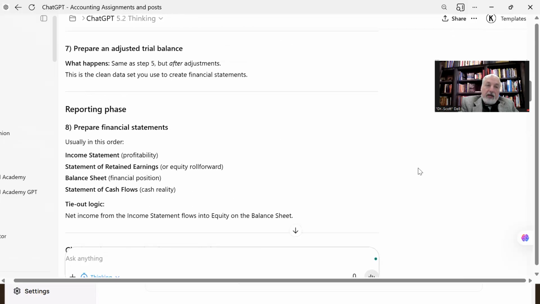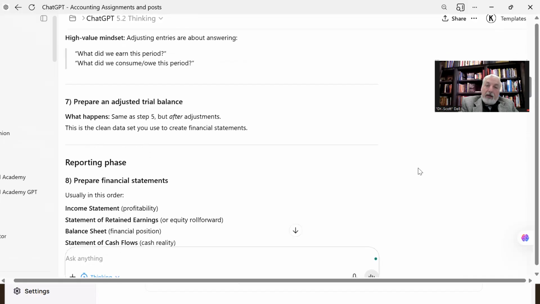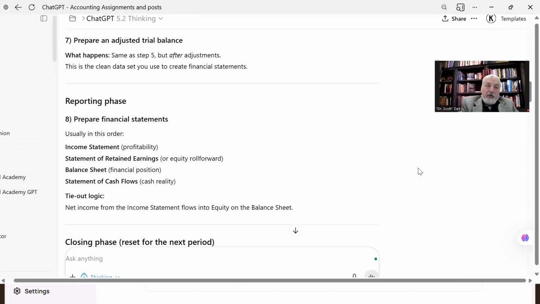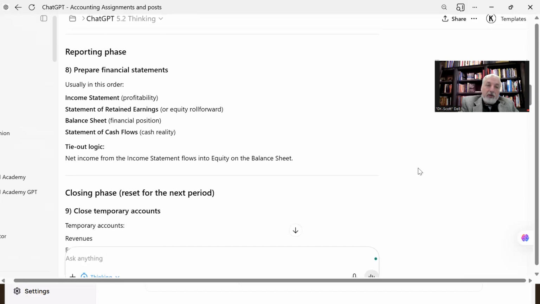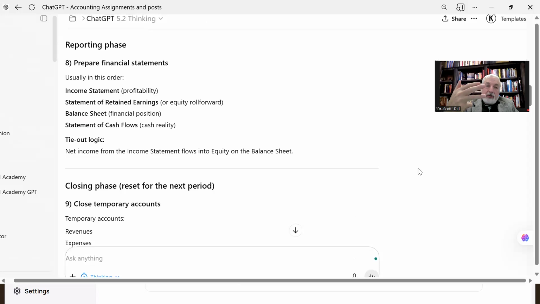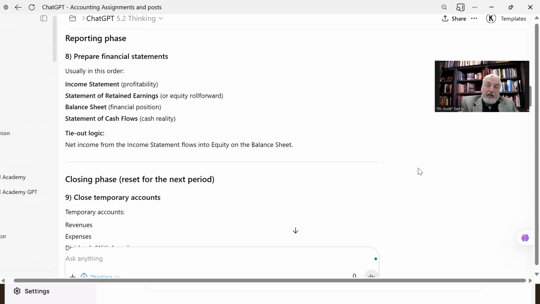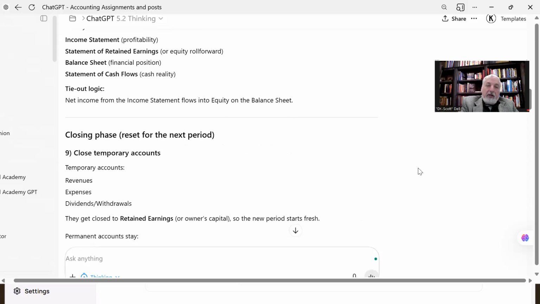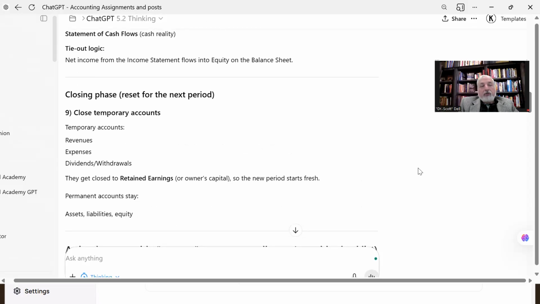So we actually have the adjusted trial balance, those last 2 columns. Then the reporting phase: financial statements, income statement, retained earnings, balance sheet, cash flow. And again, first block is assets, second block liabilities, third block is equity. Then we have revenues and expenses. And then we close what are called our temporary accounts.